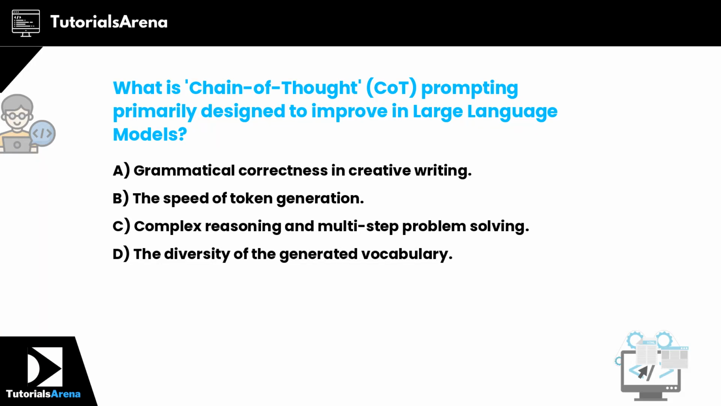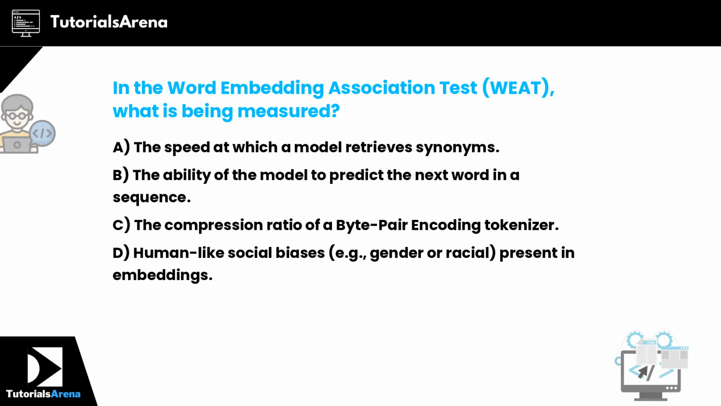What is chain of thought, CoT, prompting primarily designed to improve in large language models? The correct answer is option C, complex reasoning and multi-step problem solving. In the word embedding association test, WEAT, what is being measured? The correct answer is option D, human-like social biases, e.g., gender or racial, present in embeddings.